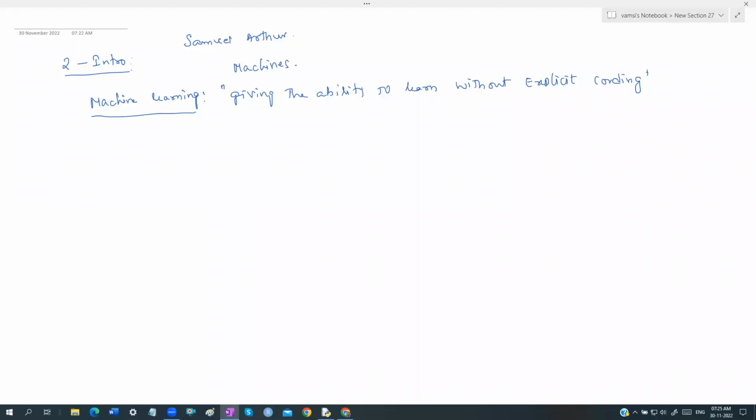So machines are able to learn from the data. If you give data to the machine, it is able to study the data, that means the story inside the data. Once the machine is able to learn from that, what it has learned is going to be given to us.